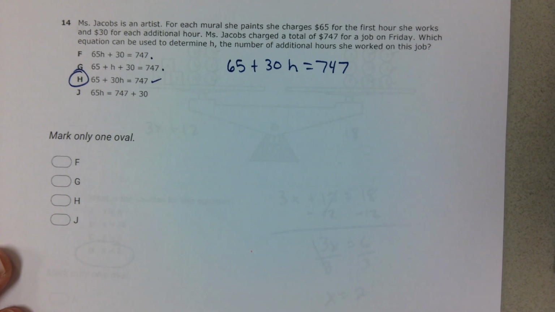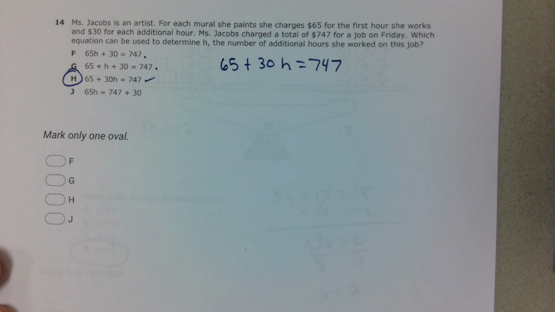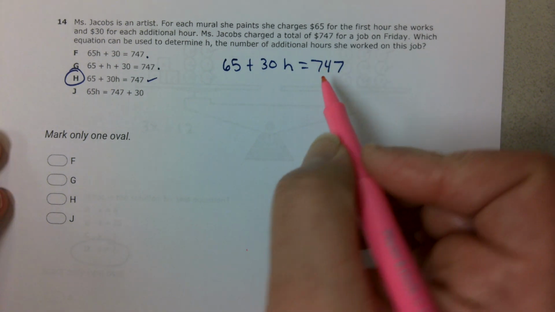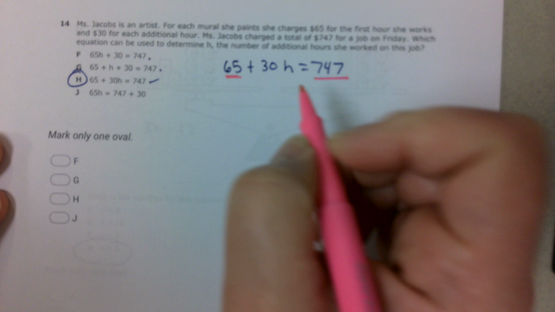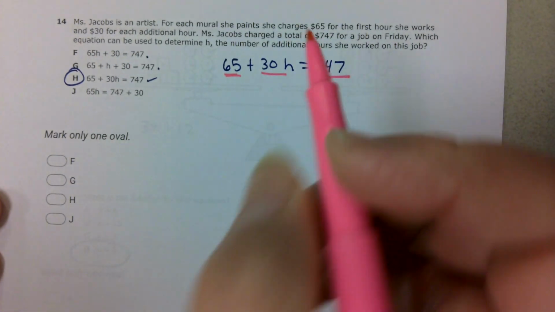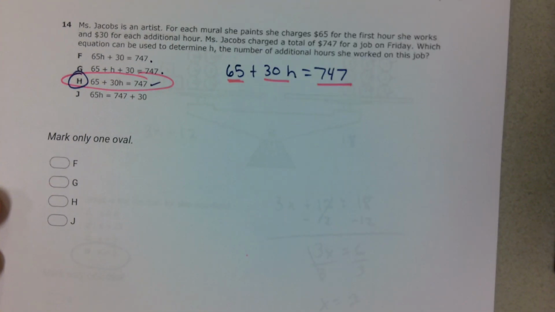Number 14, Miss Jacobs is an artist. For each mural she paints, she charges $65 for the first hour she works and $30 for each additional hour. Miss Jacobs charged a total of $747 for a job on Friday. Which equation can be used to determine H, the number of additional hours she worked on this job? So we know she charged a total of $747. She starts out charging $65 and then it's $30 per hour. So our correct equation is H.